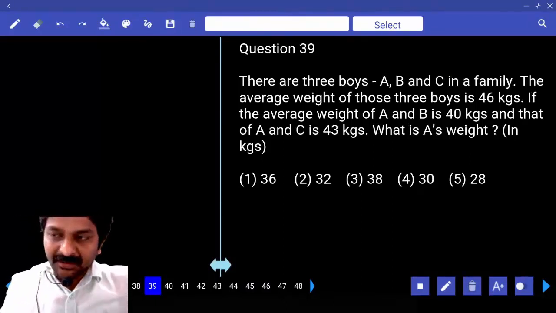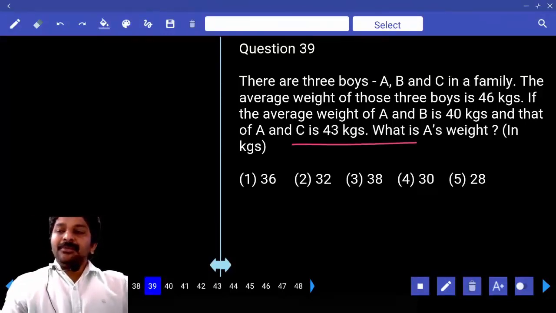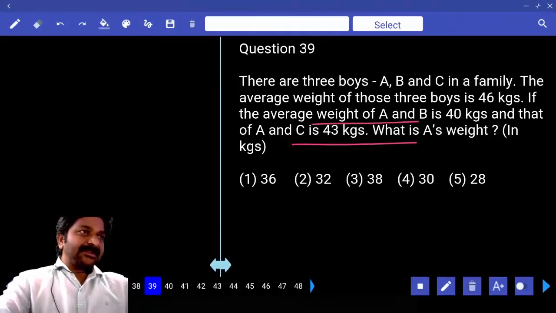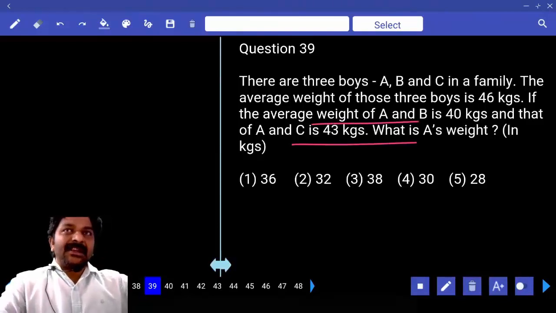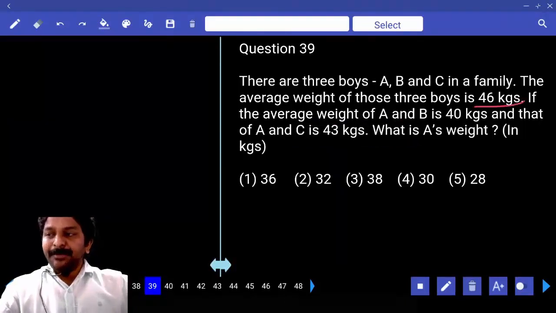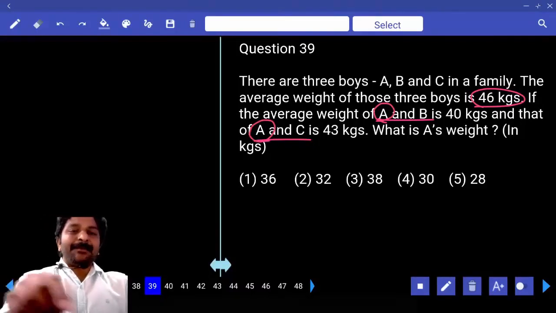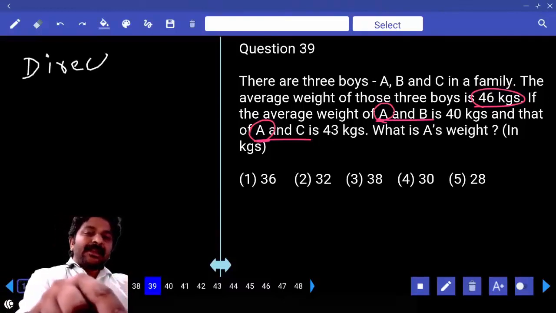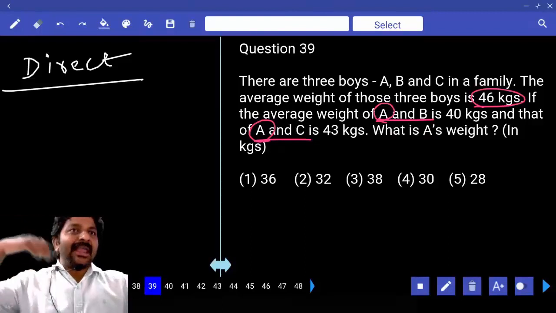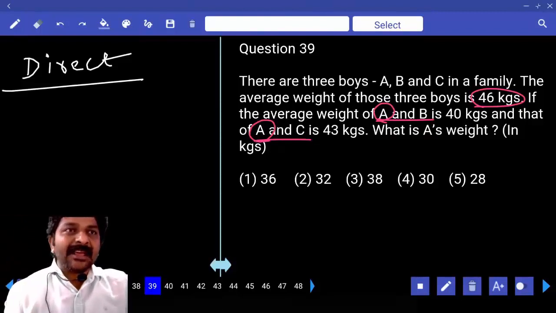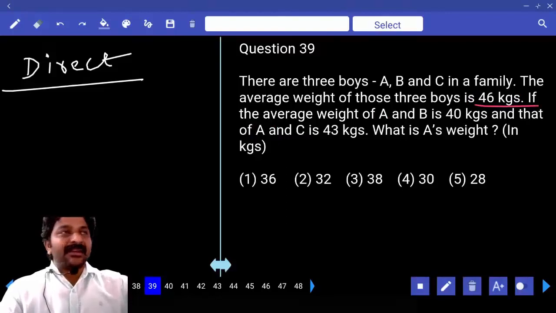Right. You should know that average concept. There are 2 different cases that I used to tell: number repeat case and number missing case. The average of 3 people is given as 46. And then AB is mentioned, AC also mentioned. That means person A is missing or repeating. If it is a number repeat case, we go for direct effect. Direct effect in the sense if average is more, we will add; if average is less, we will subtract. Clear?